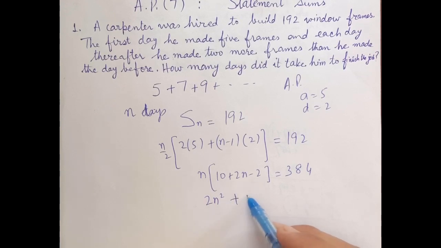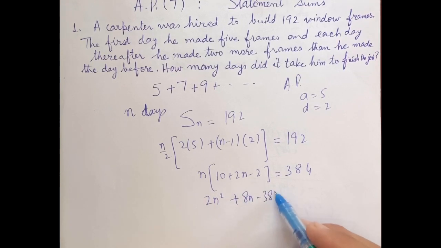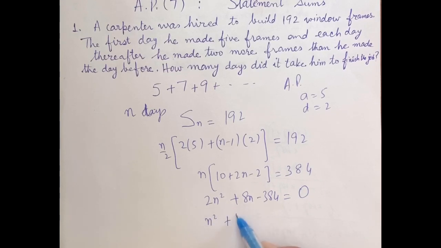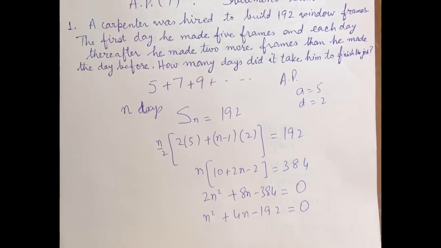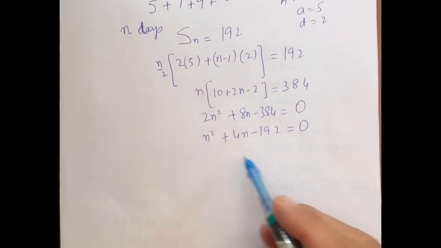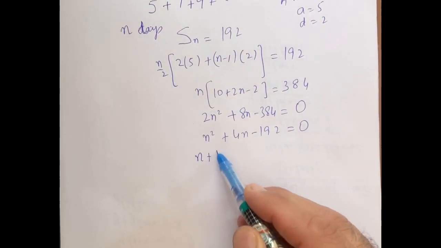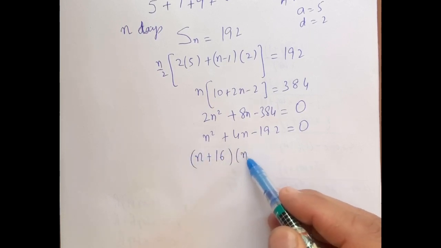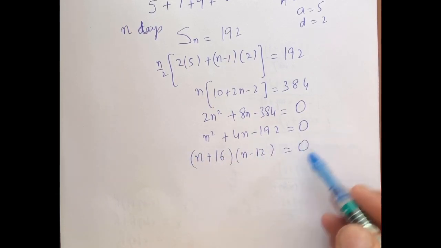2n square plus 8n minus 384 equals 0. Divide throughout by 2: n square plus 4n minus 192 equals 0. Let us solve the quadratic. This is (n plus 16) into (n minus 12) equal to 0.